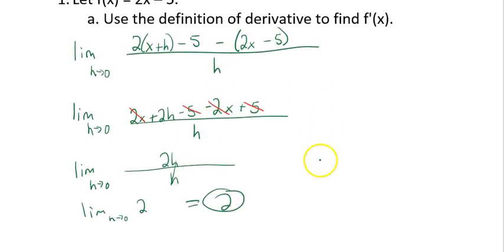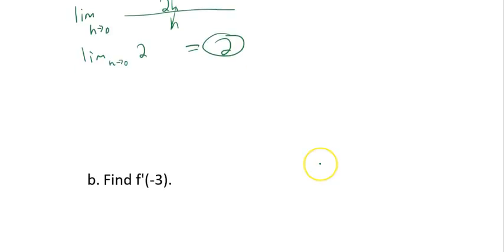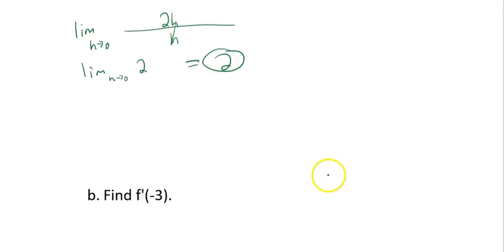Now, if I were to ask you to find f prime of 3 in this situation, or f prime of negative 3, since that limit as h approaches 0 of 2 was 2 and there was no variables, again, this would just be 2. Any number that I plugged in here would have an output of 2.